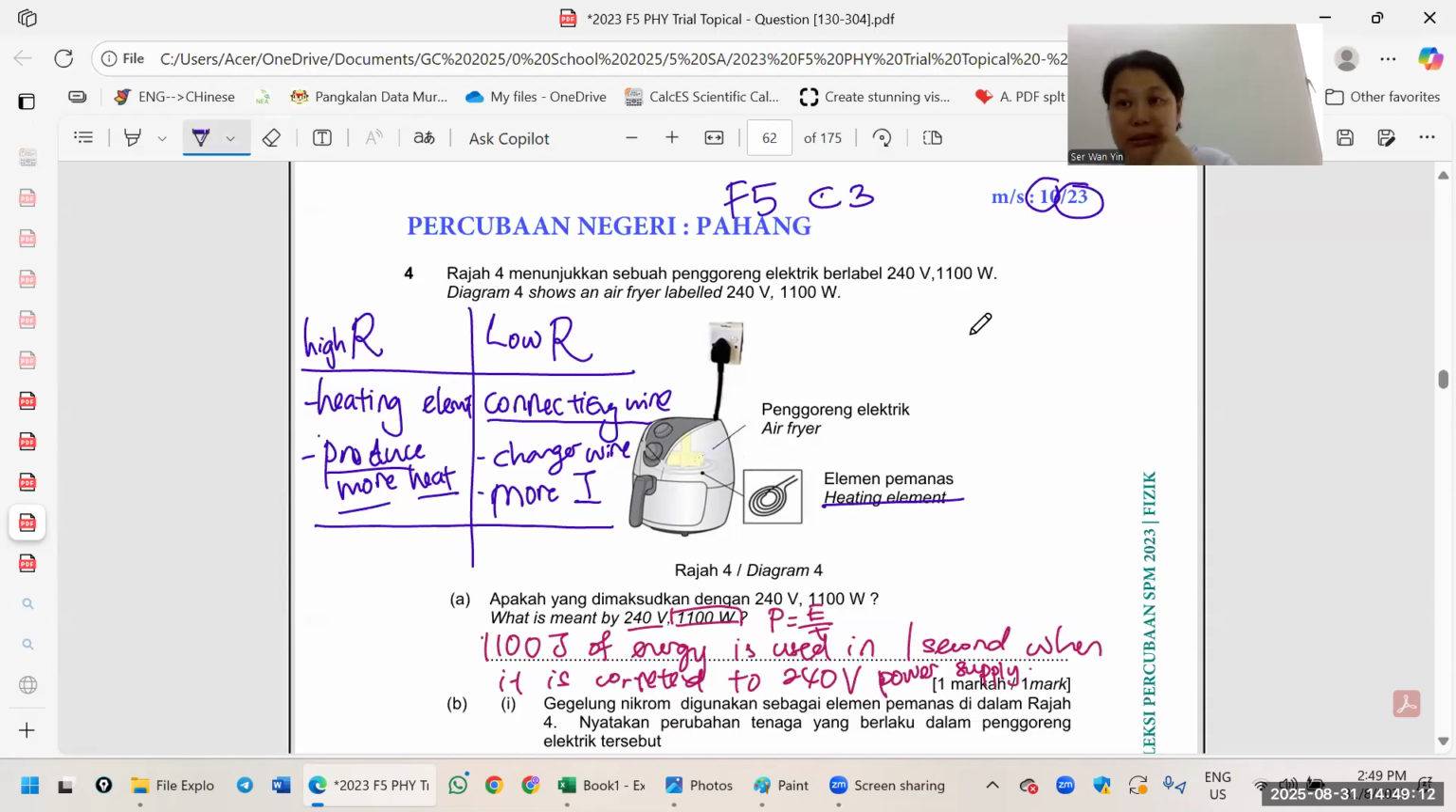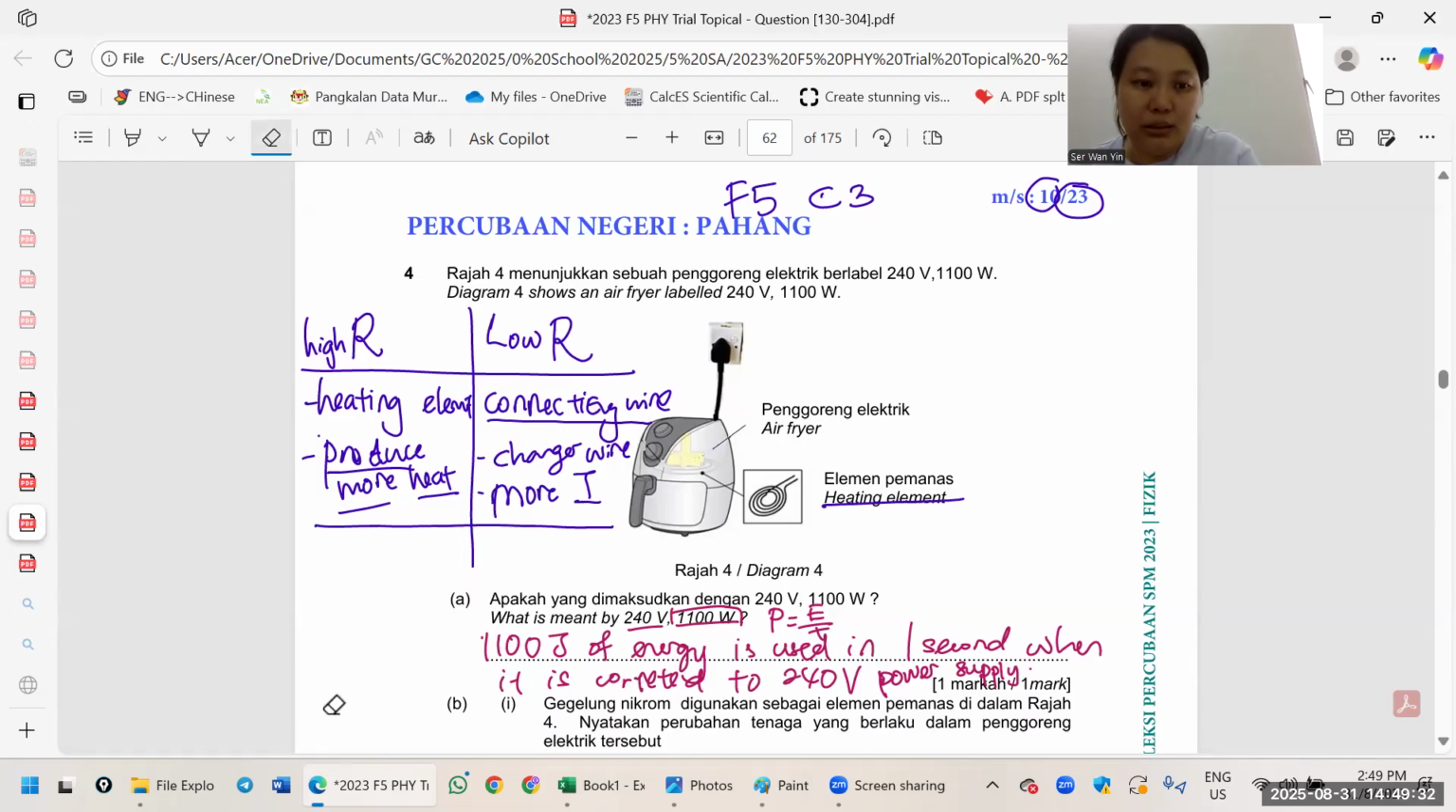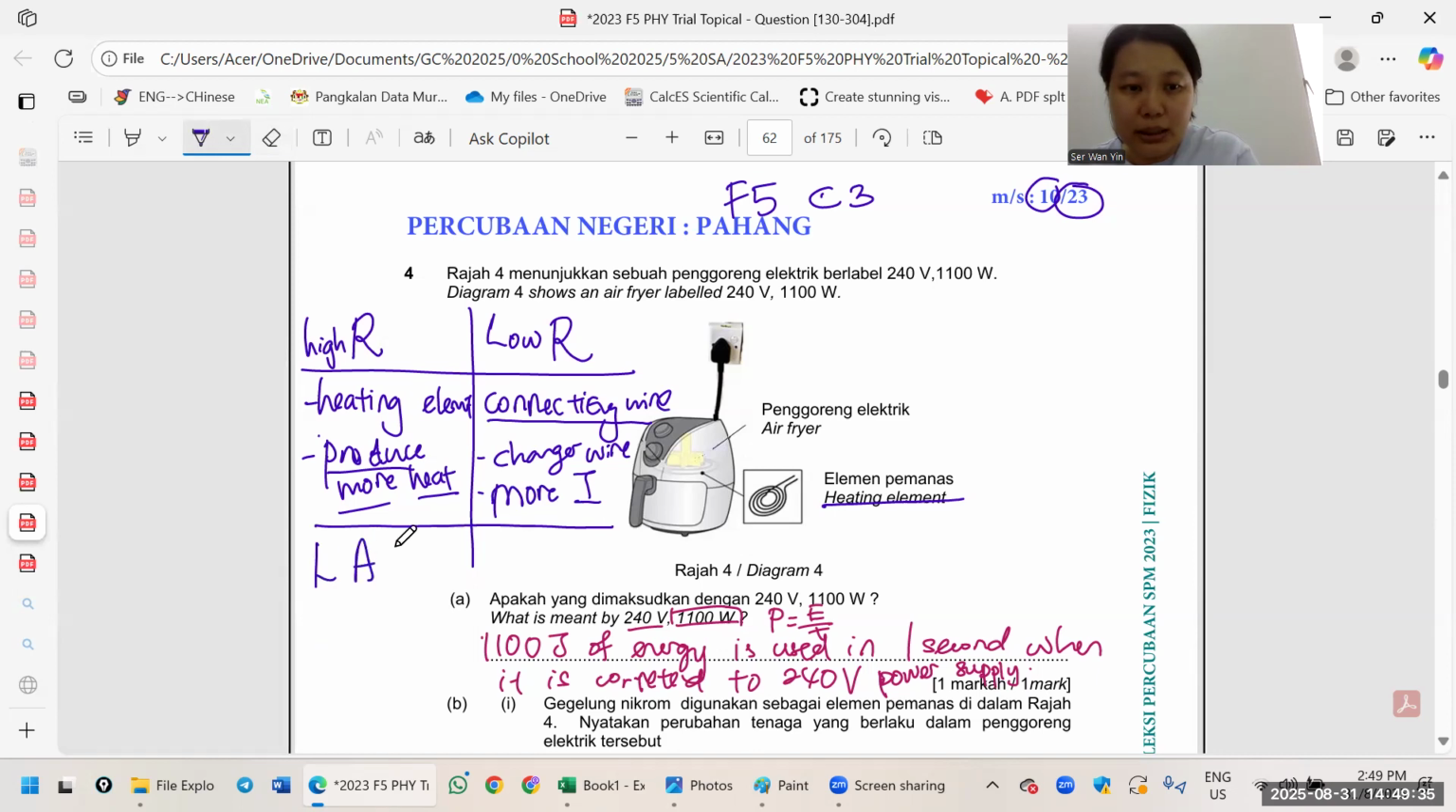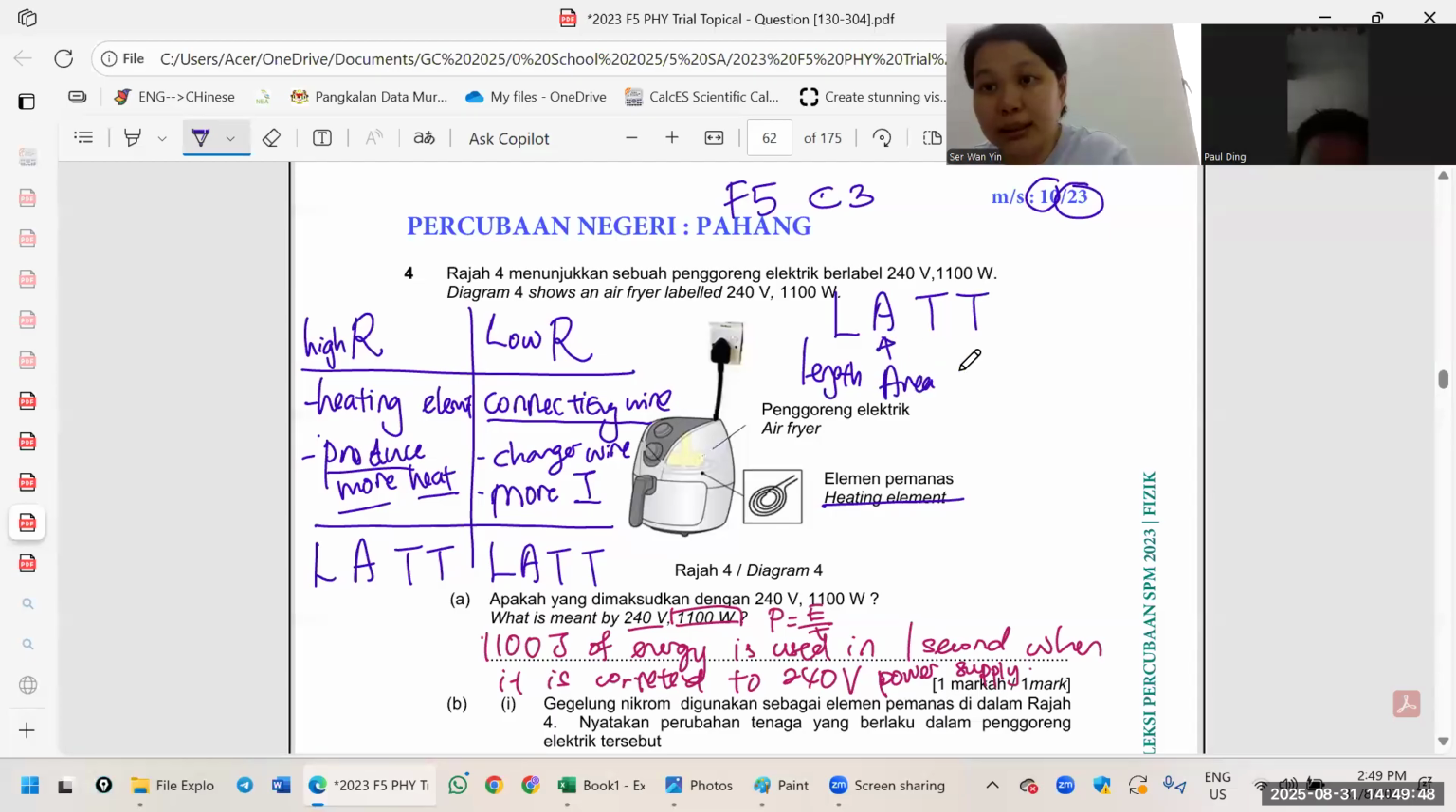Then this resistance depends on what? LATT. Resistance depends on LATT. So L means length of wire. A means area of wire.